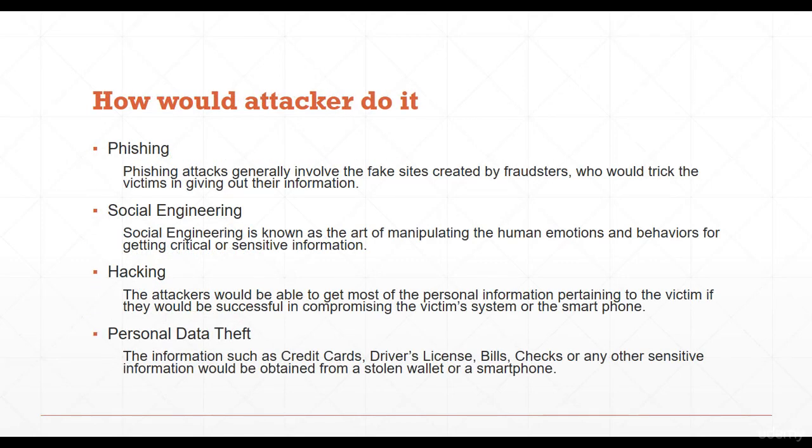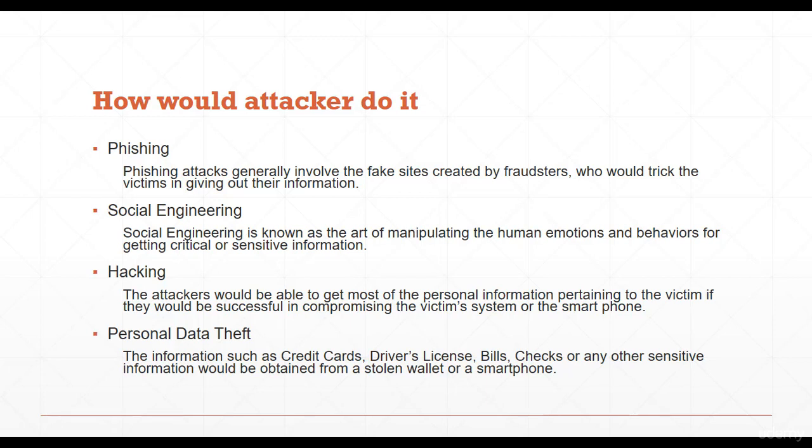These are four of the major ways the attackers generally try to do the attack. The first would be phishing. Phishing attacks generally involve fake sites created by the fraudsters or the attackers who would trick the victims into giving out their information. The next would be social engineering. Social engineering is known as the art of manipulating human emotions and behaviors for getting critical or sensitive information.